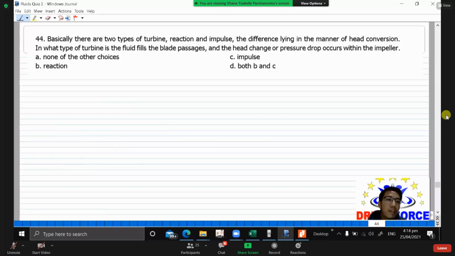Okay, the question is, in what type of turbine does the fluid fill the blade passages and the head change or pressure drop occurs within the impeller? Binanggit niya dito yung dalawang type, so dapat dito ka lang mamimili. Kung yung answer mo dito none, mali ka na agad. Okay, so which of the two? Reaction, impulse, or both of the two? Okay, based on our definition dito, the type of turbine na ginagamit is si reaction type. Okay, so we have letter B.